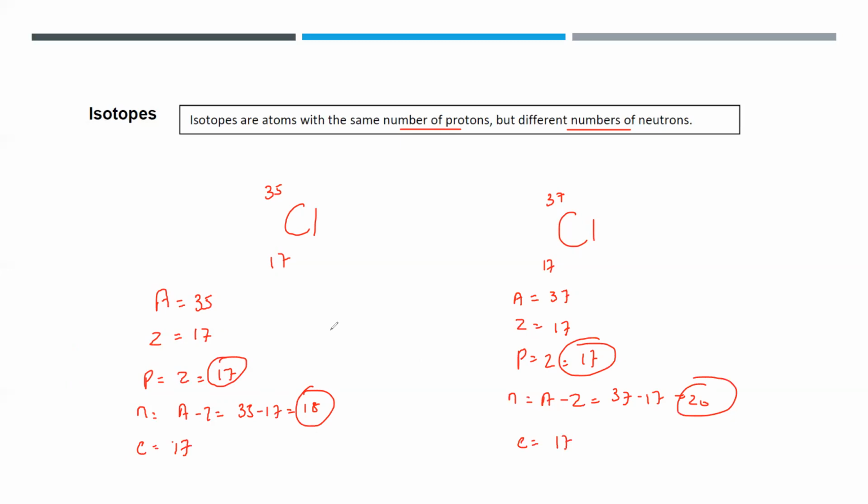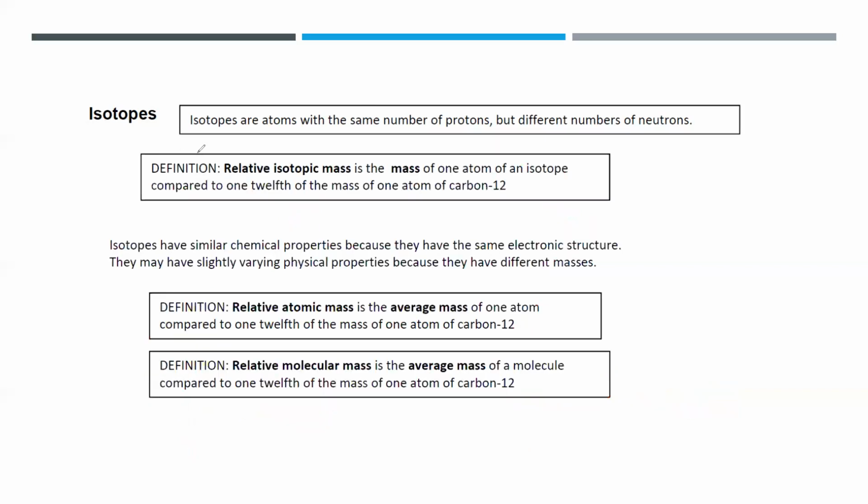And then relative isotopic mass: it's a mass of the isotopes compared with carbon-12. We call that relative isotopic mass. So the definition of relative isotopic mass is the mass of one atom of an isotope compared with 1/12 the mass of carbon-12, because relative atomic mass is an average mass compared with carbon-12, but relative isotopic mass is the mass of an isotope compared with carbon-12.